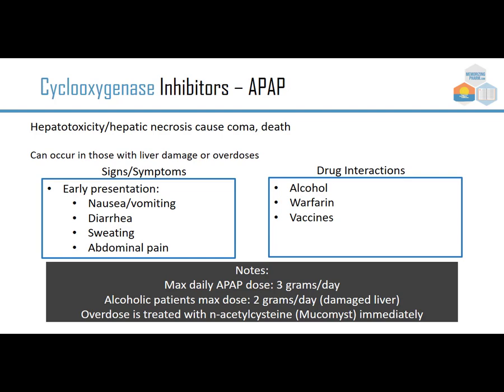Notes: the maximum acetaminophen dose is 3 grams per day, or 3,000 milligrams per day. The alcoholic patient's maximum dose would be 2 grams per day. They have some kind of damaged liver. And overdose is treated with N-acetylcysteine, brand Mucomyst, immediately.